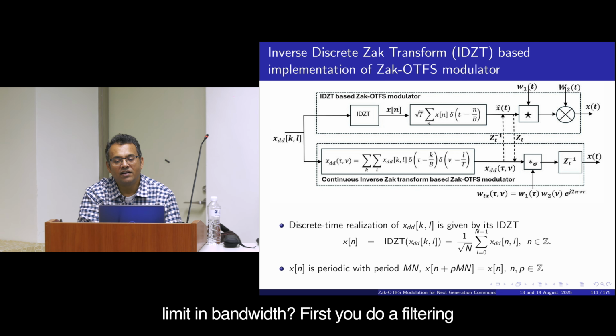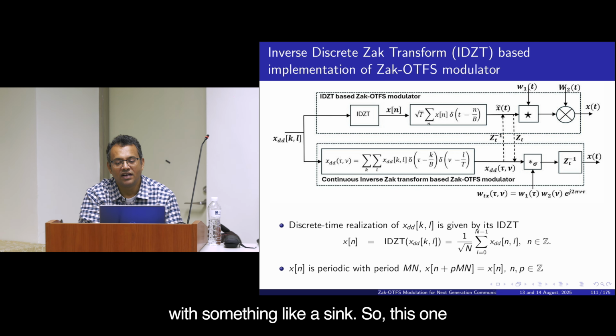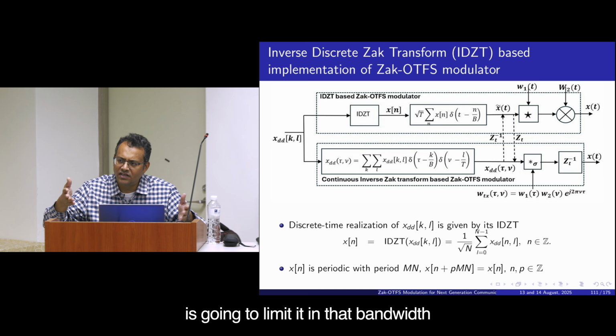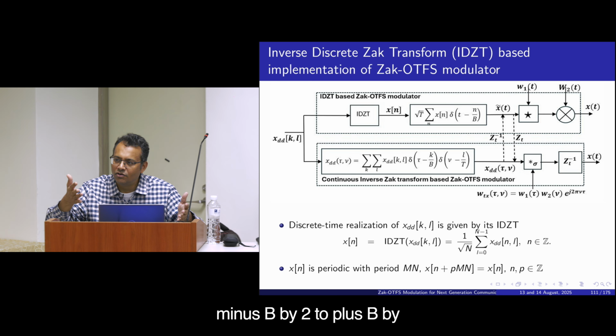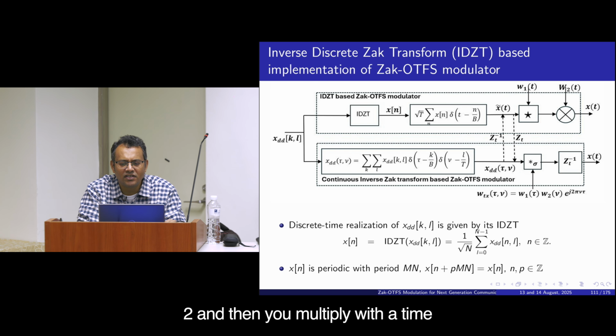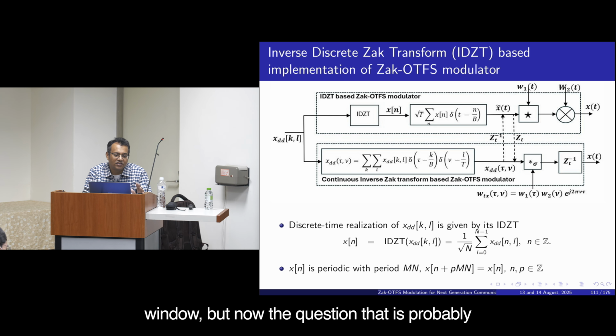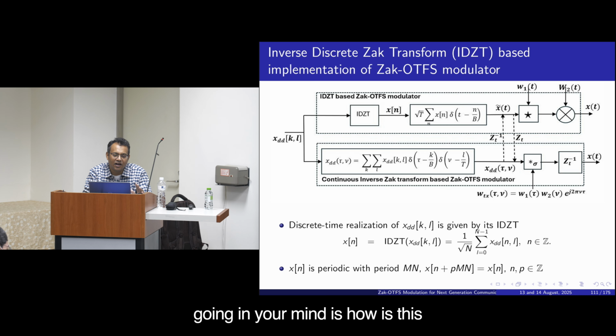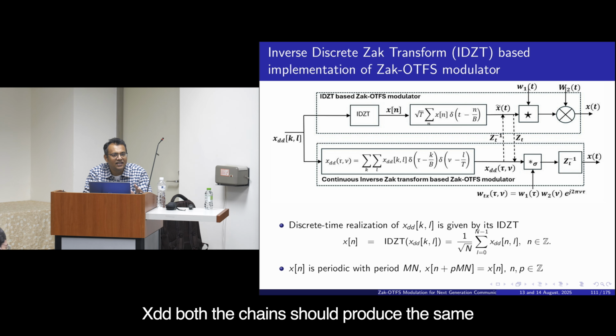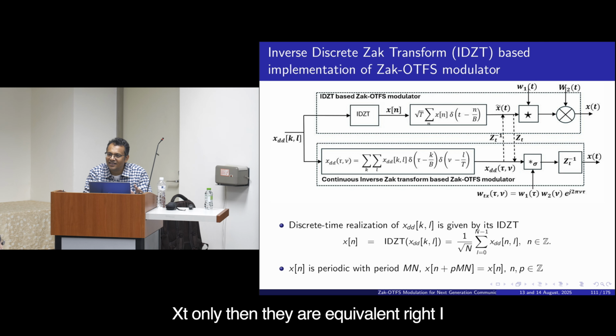So how do you limit in bandwidth? First you do a filtering with something like a sinc. So this one is going to limit it in that bandwidth minus B by 2 to plus B by 2, and then you multiply with a time window. But now the question that is probably going in your mind is, how is this equivalent to this? So basically for a given xdd, both the chains should produce the same xt. Only then they are equivalent, right? I will prove that.